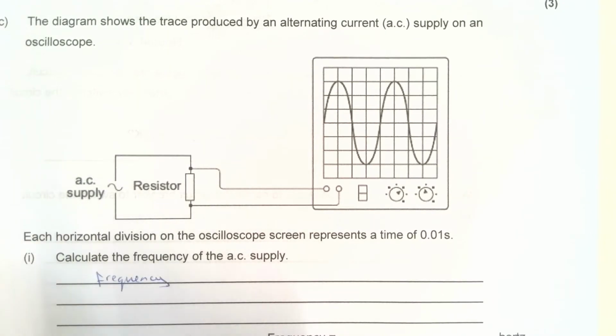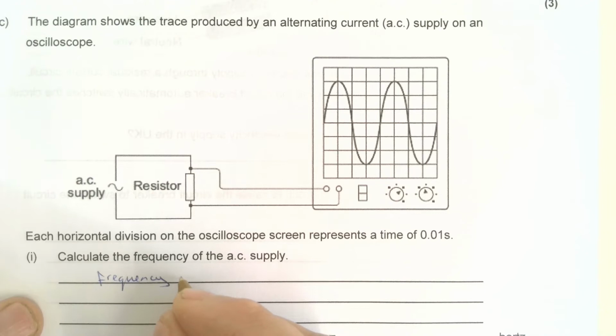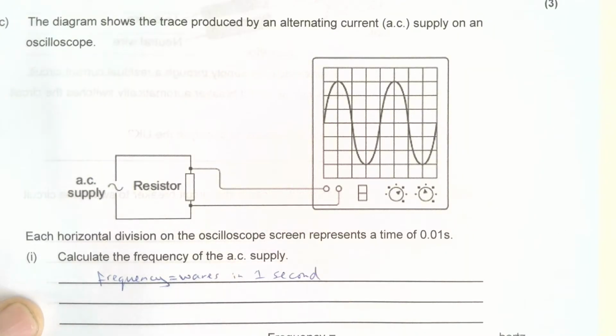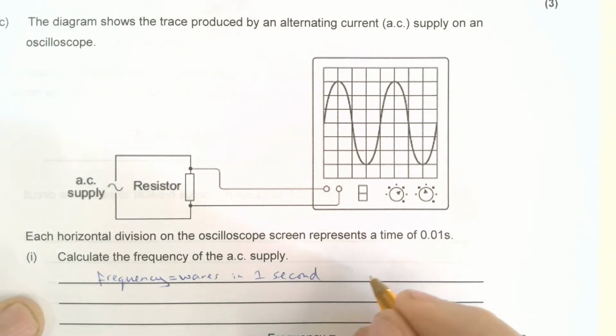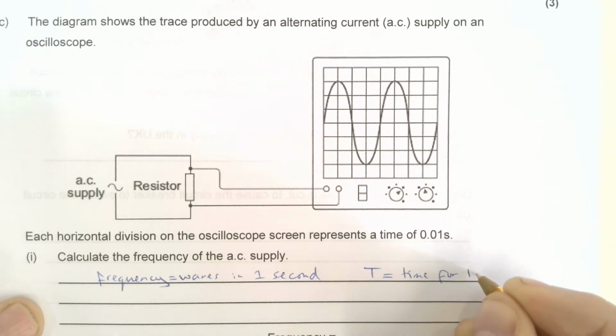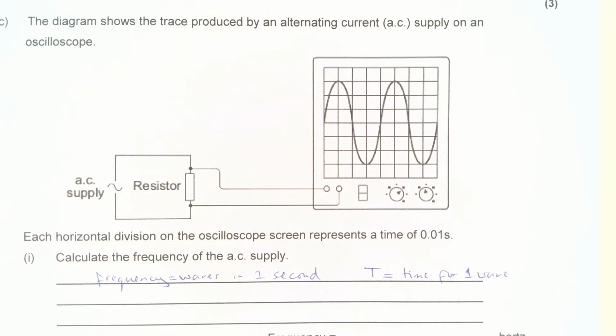Frequency is the number of waves in 1 second. T equals the time for one wave. So if one wave takes 1 second, frequency is 1, dead easy.